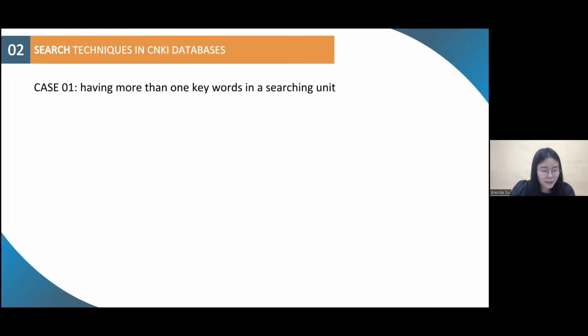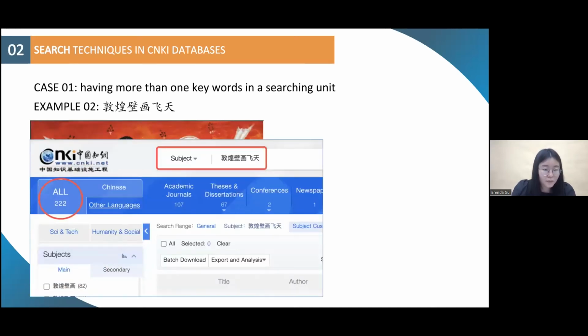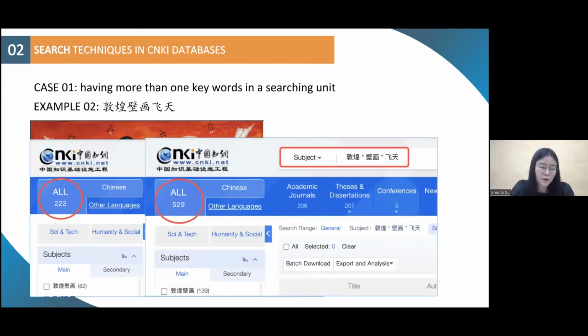Well, let's see a more complicated case. If I want to gather articles concerning 敦煌壁画飞天, which is obviously a long expression containing more than two keywords, and I input 敦煌壁画飞天, unfortunately I only get around 200 results. But if I separate it into three terms and link them with asterisks, the results doubled.